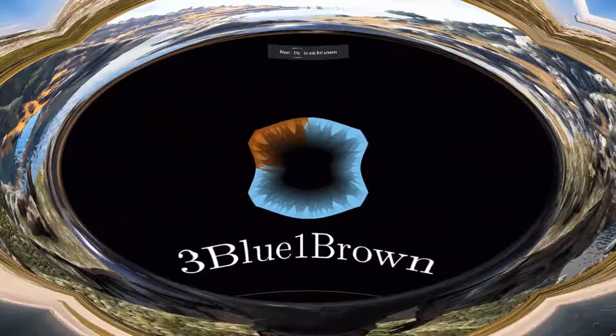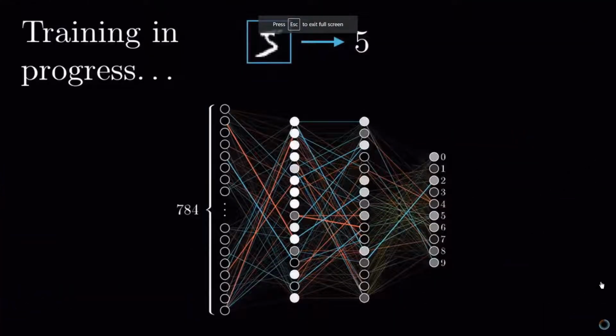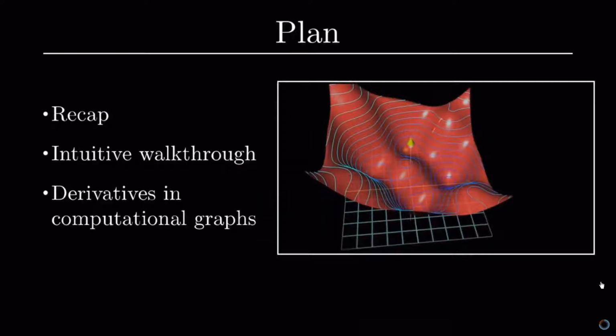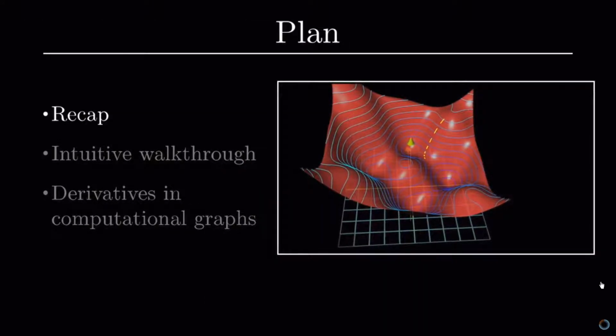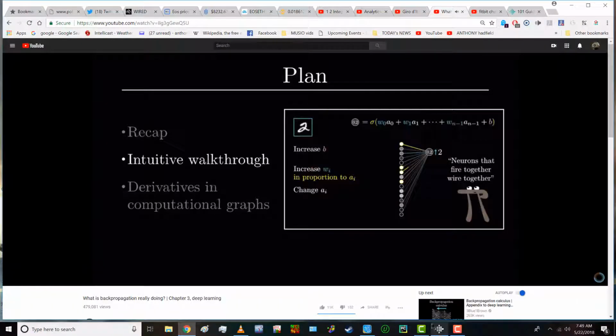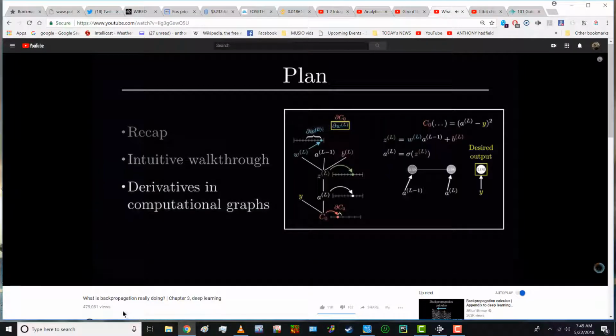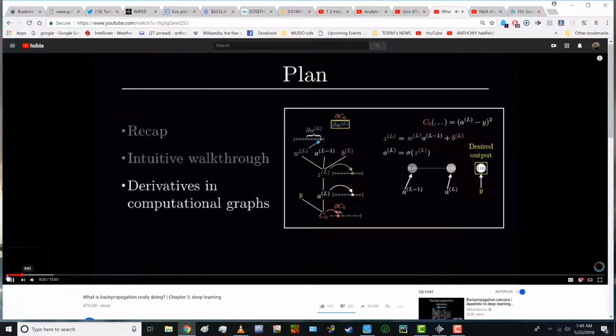Here we tackle backpropagation, the core algorithm behind how neural networks learn. After a quick recap for where we are, the first thing I'll do is an intuitive walkthrough for what the algorithm is actually doing without any reference to the formulas. Then, for those of you who do want to dive into the math, the next video goes into the calculus underlying all this.